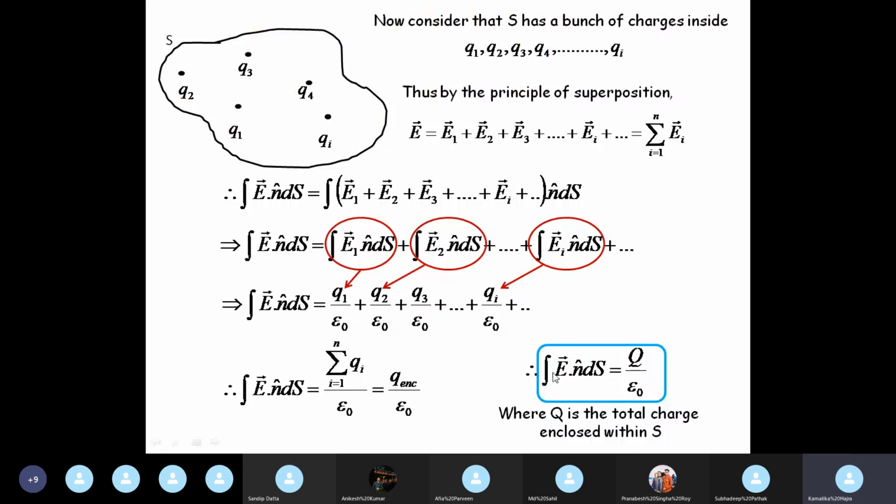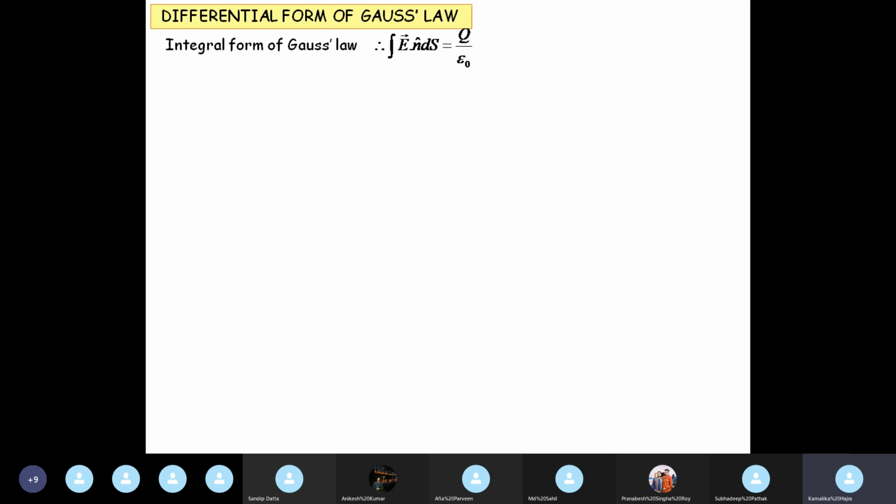Now, basically this is the integral form of Gauss's law. This is the most often used form of Gauss's law. When we are asked to apply Gauss's law to a charge distribution, we use this statement, but this is the integral form. There is also a differential form, which I will state and prove today. So what is the differential form of Gauss's law? This is the integral form of Gauss's law, as we saw in our previous slide. This can be converted to differential form using Gauss's divergence theorem.